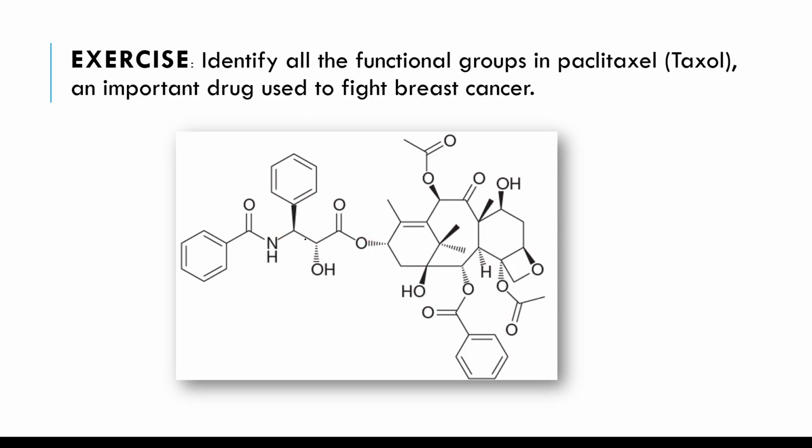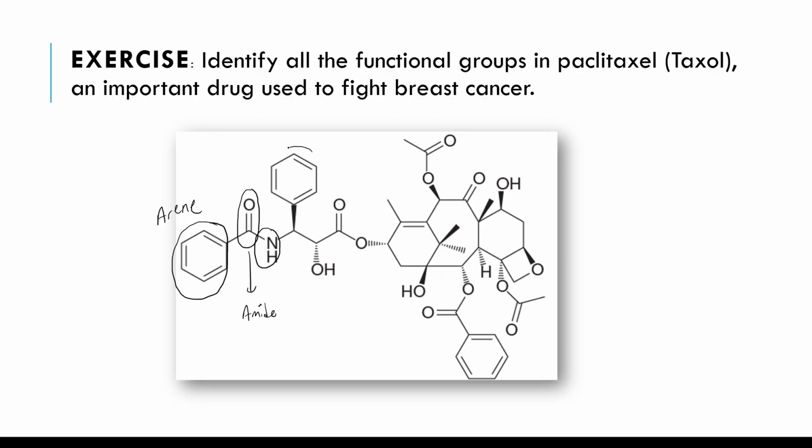In the structure, let's start from the left side. We see that we have a carbonyl group, carbon-oxygen double bond, and next to it we have a nitrogen. So this is an amide group. Next to the amide group, we have a benzene ring, and we consider this one as a functional group, arene. So we have an arene amide.